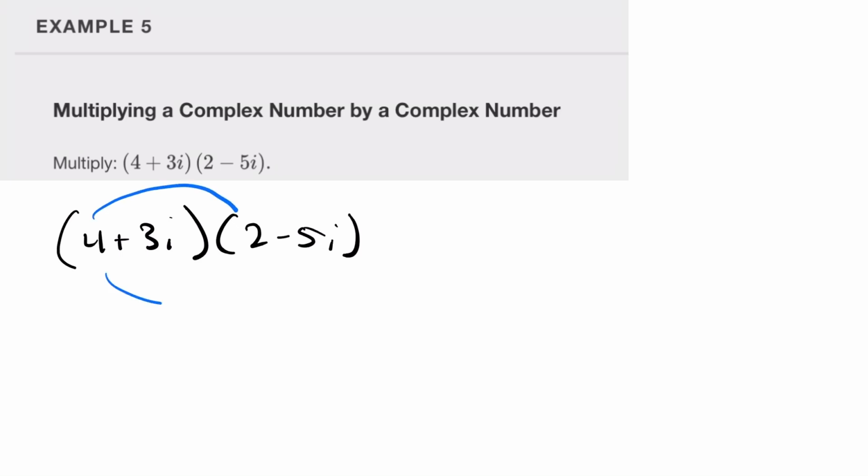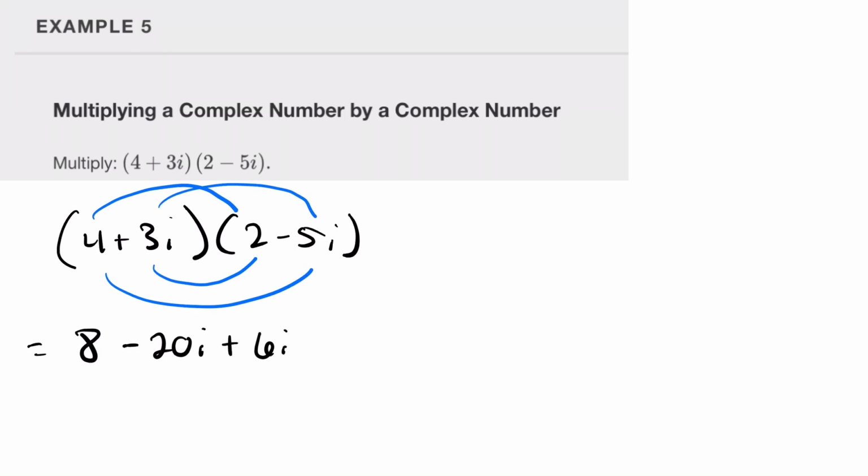All right, so here we would want to FOIL. Let me start by getting a copy. So we have what? 4 plus 3i times 2 minus 5i. All right. So then we can say first times first, outer times outer, inner times inner, and last times last. Okay. So first times first is going to give us 8. Outer times outer is going to be a negative 20i. Inner times inner is what? Plus 6i. And last times last is minus 15i squared.